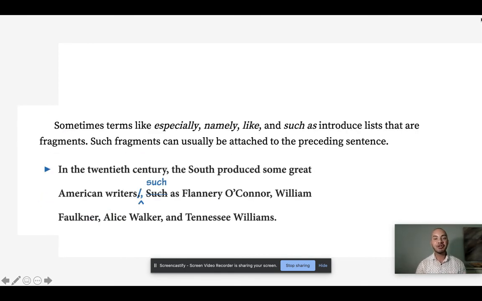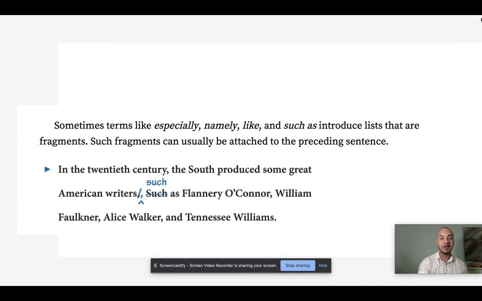Creating a list can be especially tricky when we're using words to introduce examples, words like especially or namely or like or such as. These are words that oftentimes introduce lists, but we can accidentally separate those lists from the main action of the sentence. So here's an example. In the 20th century, the South produced some great American writers. Such as Flannery O'Connor, William Faulkner, Alice Walker, one of my favorites, and Tennessee Williams.